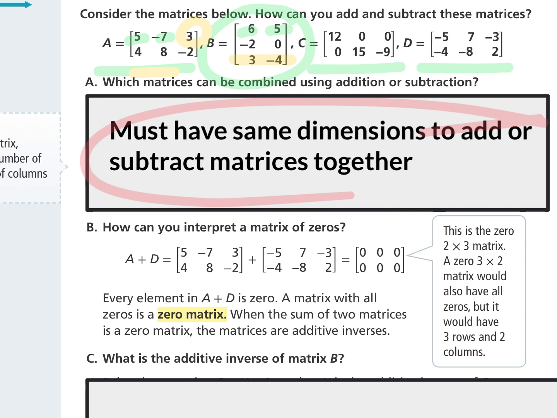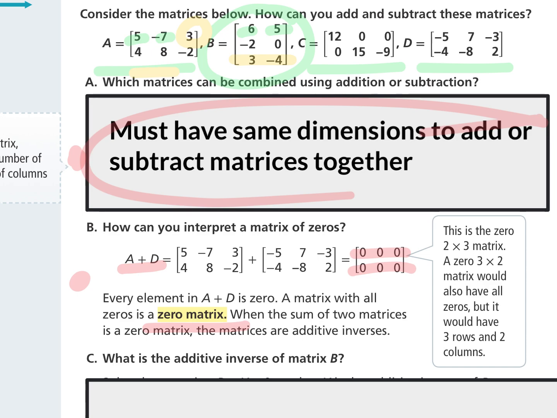All right, the next bullet point that we need to note looks at this example B, and it says, how can you interpret a matrix of zeros? So notice that it is possible to add two matrices together and get a completely zero matrix where all entries are zero. And that is referred to as a zero matrix. So far you've probably got 2 bullet points going on here.